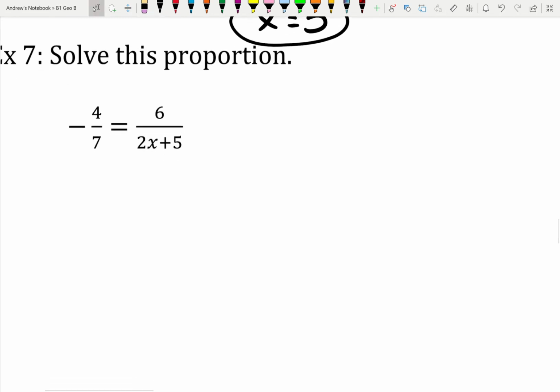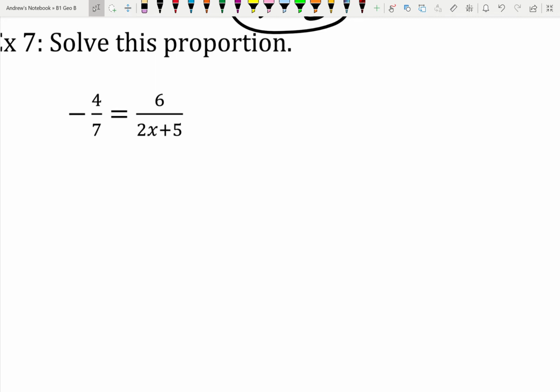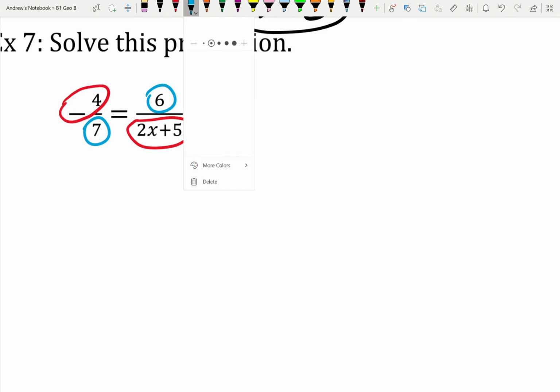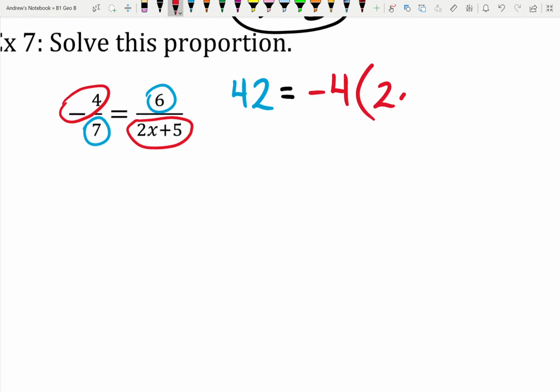All right. Something to be careful with on this one: you see that there's that subtraction sign in front of 4/7. What I usually like to do is include it with the top, so I'm going to think about that as a -4 when I'm going through this. If I'm setting up my cross products, 7 times 6 in the blue gives me 42. I'm going to set that equal to that -4 times 2x plus 5.